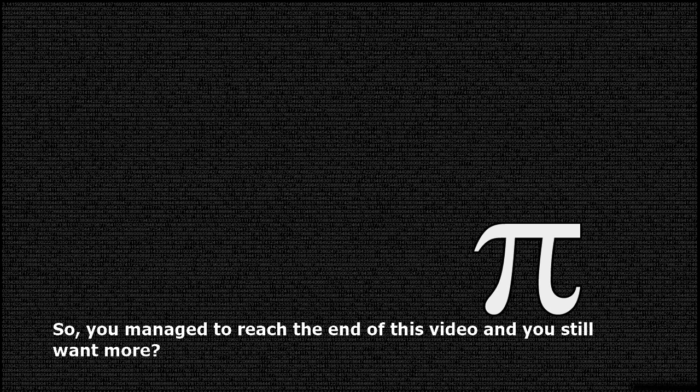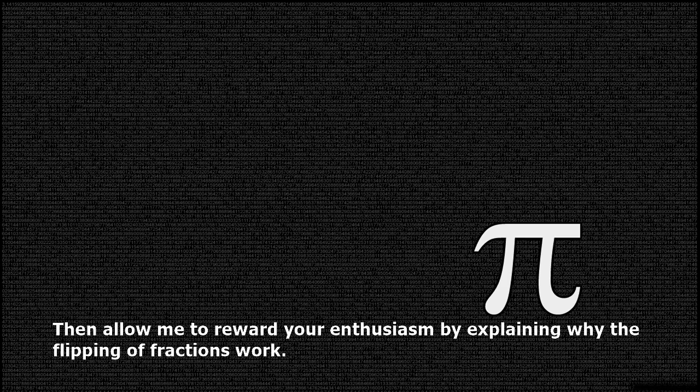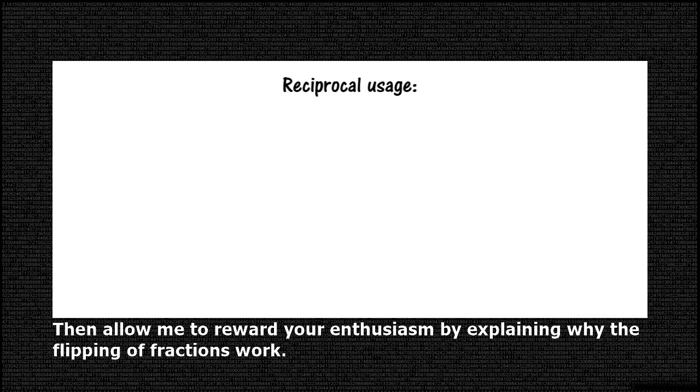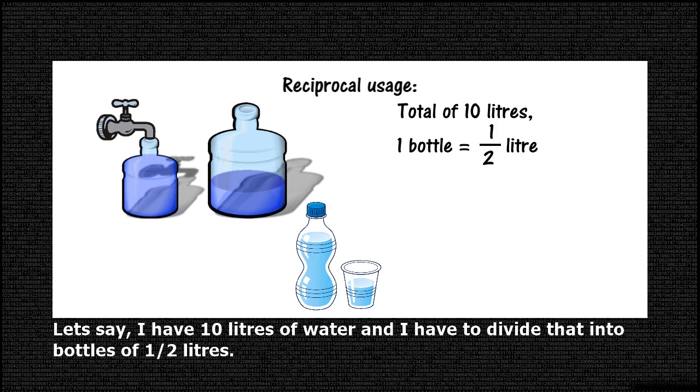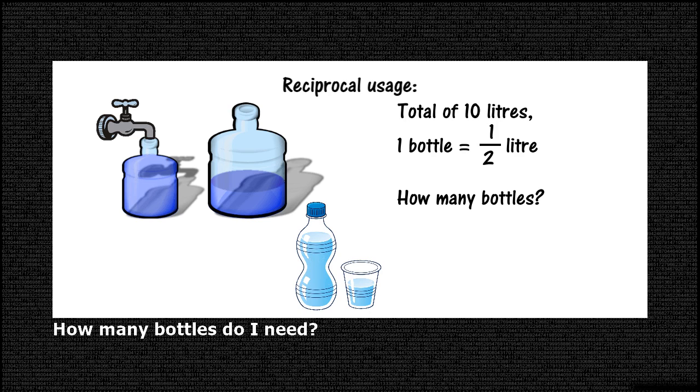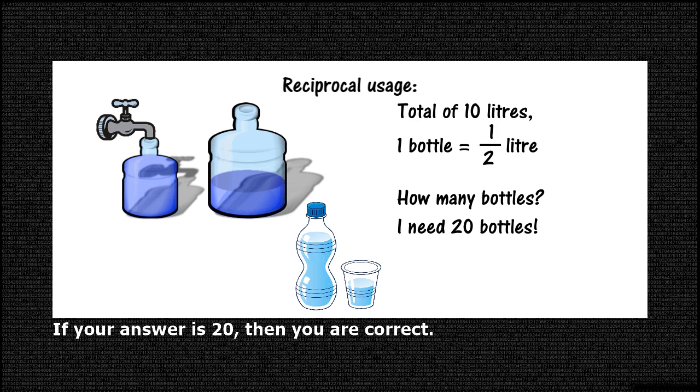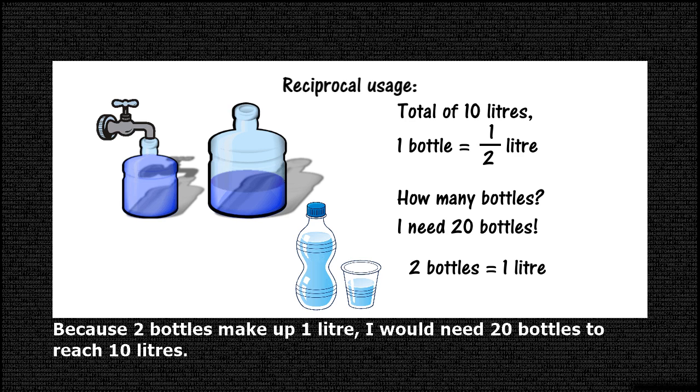So, you managed to reach the end of this video and still want more? I like your attitude. Then allow me to reward your enthusiasm by explaining why the flipping of fractions works. Let's say I have 10 liters of water and I have to divide it into bottles of 1/2 liter. How many bottles do I need? If your answer is 20, then you are correct. Because 2 bottles make up 1 liter, I would need 20 bottles to reach 10 liters.